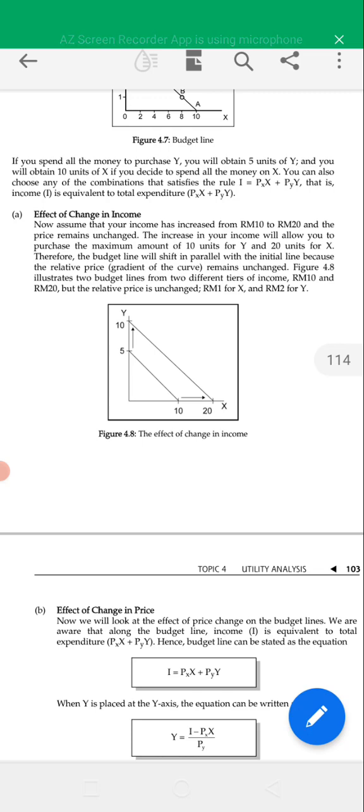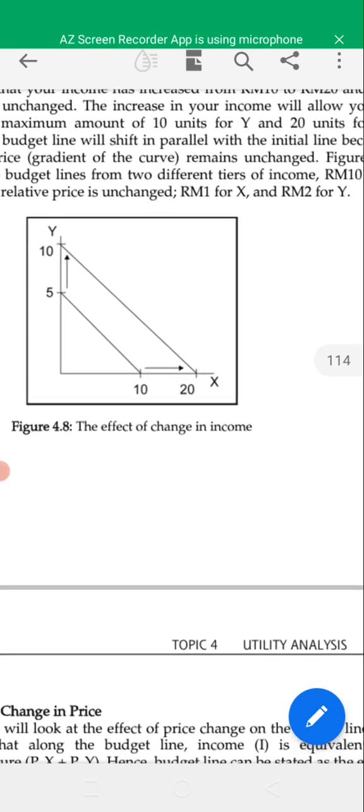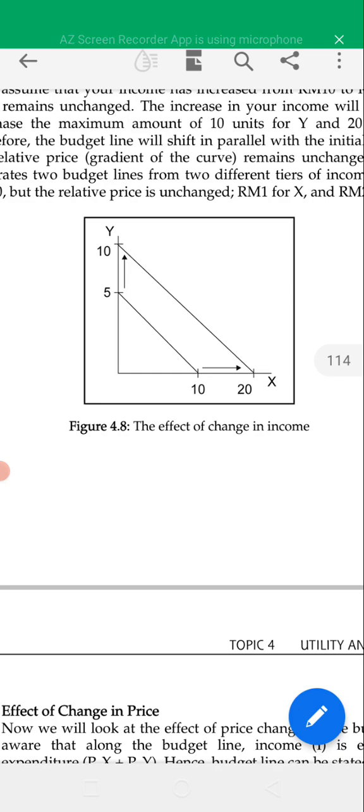And what happens to the budget line is that it shifts upwards, parallel to the initial budget line. So you can see here that with a change in income, when your income increases, so let's say, for example, our initial budget line is here where we're able to purchase a maximum of 5 of Y and a maximum of 10 of X. When your income increases, meaning now you can purchase more, the budget line is going to shift parallel to the previous one. Okay? So that's what happens when income increases.